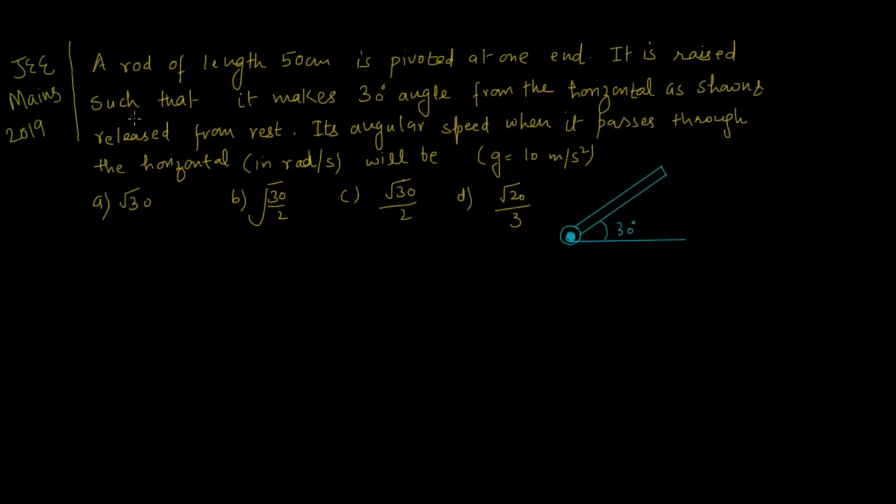In this video, we are going to cover a question from rotational motion in which there is a rod which is at 30 degrees from the horizontal and is released from rest. We have to find the angular velocity of the rod when it is passing through the horizontal.